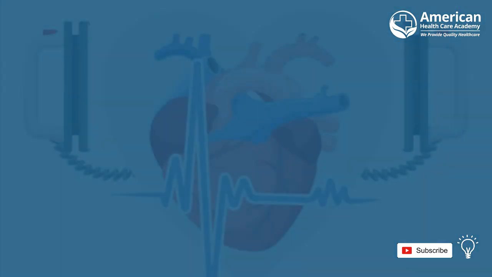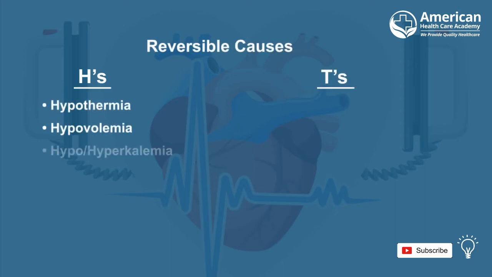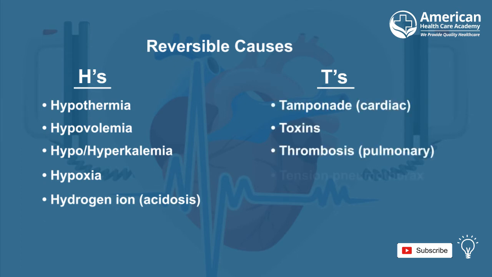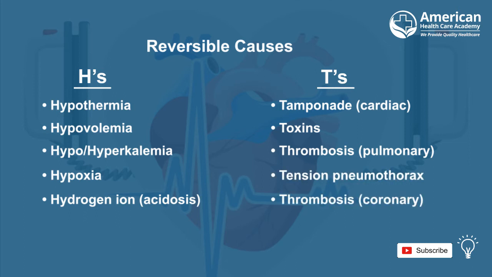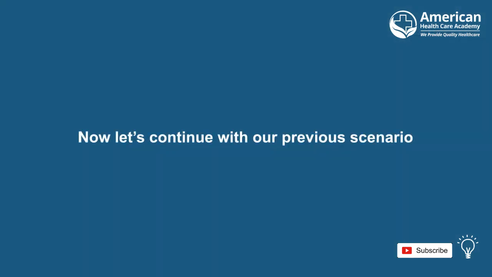One last thing to keep in mind are the reversible causes, or the H's and T's, which include the following: hypothermia, hypovolemia, hypo- or hyperkalemia, hypoxia, hydrogen ion or acidosis, cardiac tamponade, toxin, pulmonary thrombosis, tension pneumothorax, and coronary thrombosis. Now, let's continue with our previous scenario.